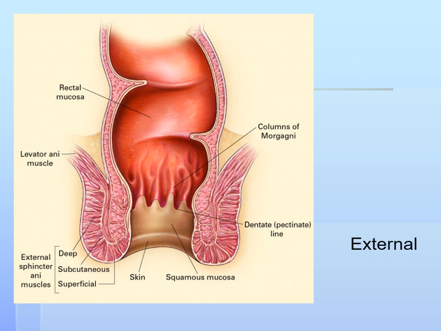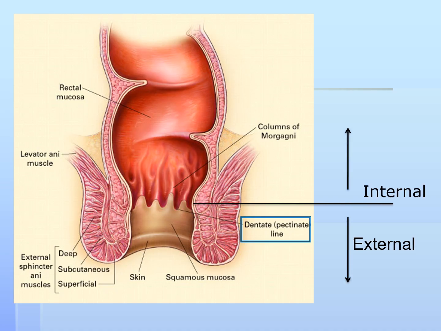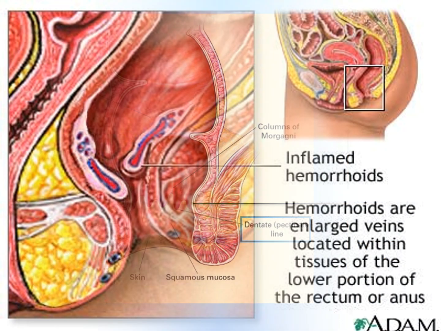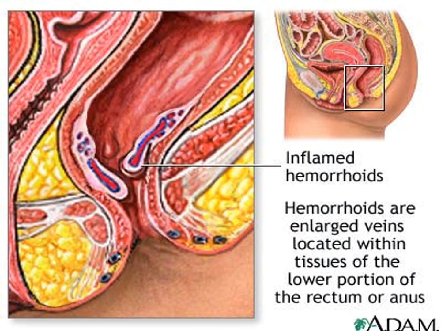This picture shows the position of internal piles and external piles and the dentate line. This picture shows the piles where the enlarged or inflamed hemorrhoids are present.